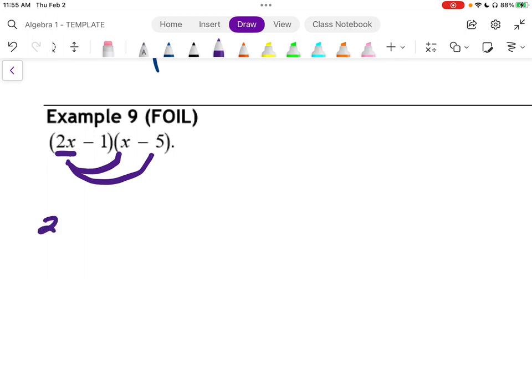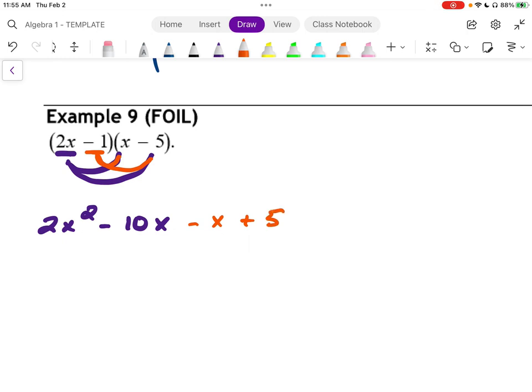So that'll be 2x squared minus 10x, right? That's just taking care of my first term. Now I've distributed my first term as much as I can, so I move on to my second one, my negative 1. And I distribute him to the x and to the negative 5. So that'll be a negative x and then plus 5.